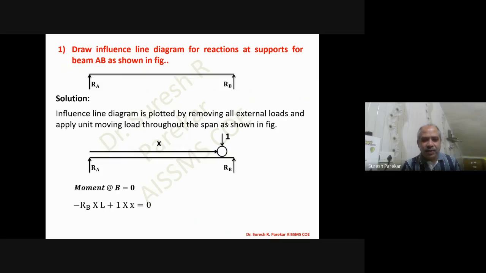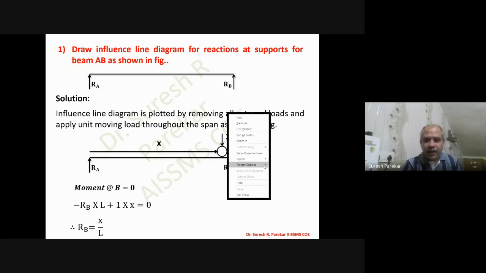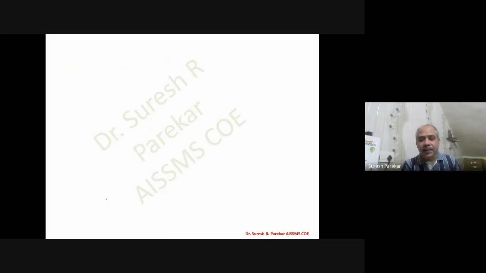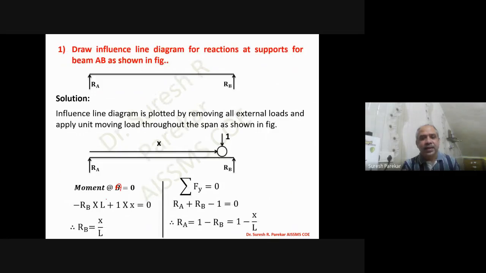Now we have this equilibrium equation, moment about A equal to 0. From this moment about A equal to 0, we get minus RB into L plus 1 into x equal to 0, and that will give the value of RB equal to x by L. Then we apply summation Fy equal to 0, which will give the value of RA. We get RA as 1 minus RB, and that will be 1 minus x by L, so we can say it is (L minus x) by L.